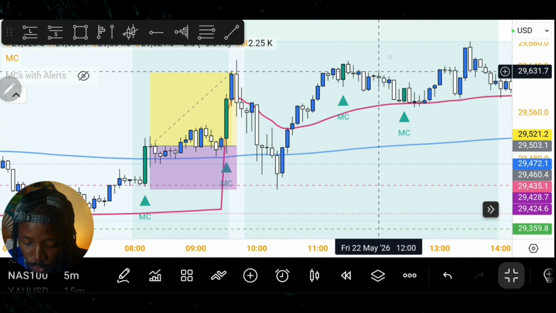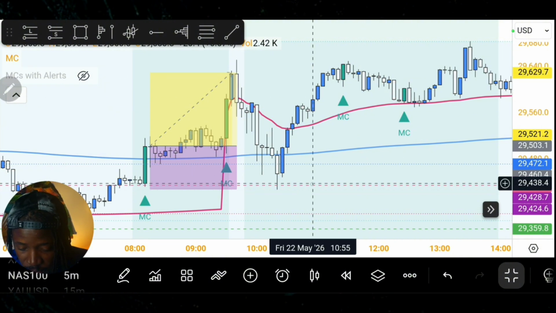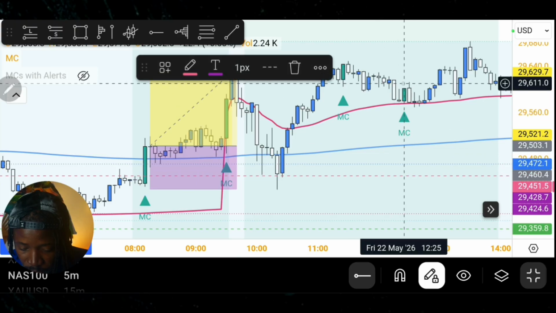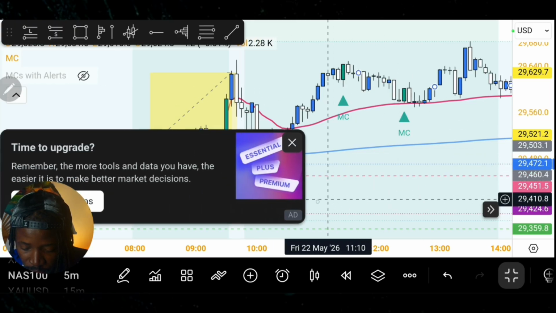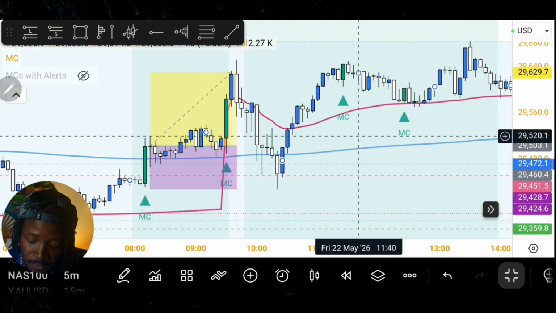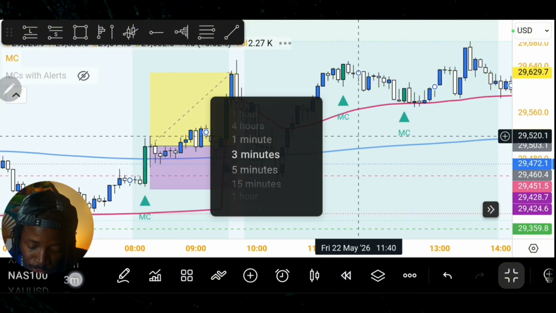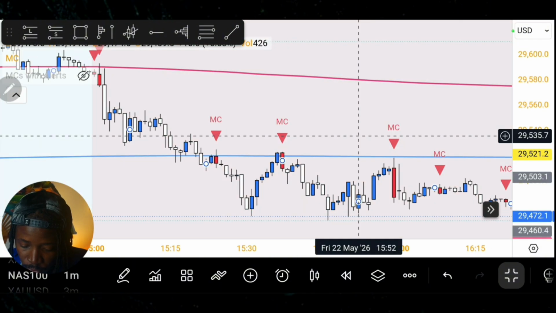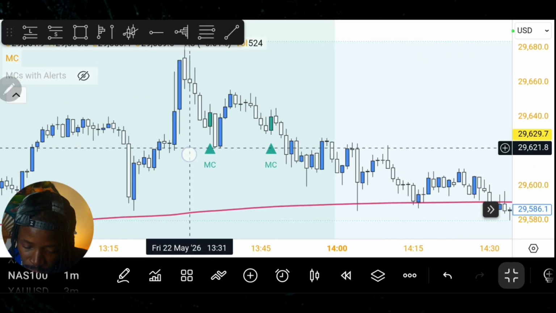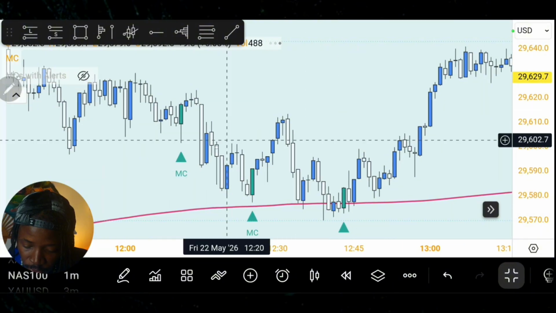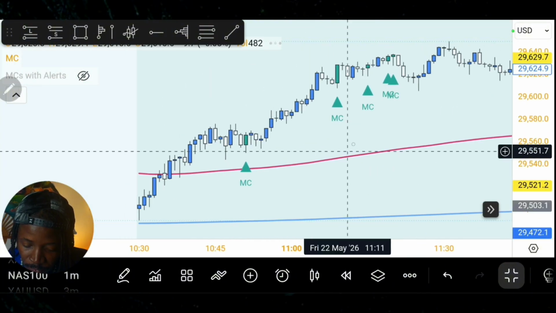So now I'll go on to the 1 minute and show you some trades on the 1 minute that you would have taken if you want to use the 1 minute, which I don't use. So let's go on to the 1 minute. This is Friday. Let's see from start time how many trades we would have been able to take.